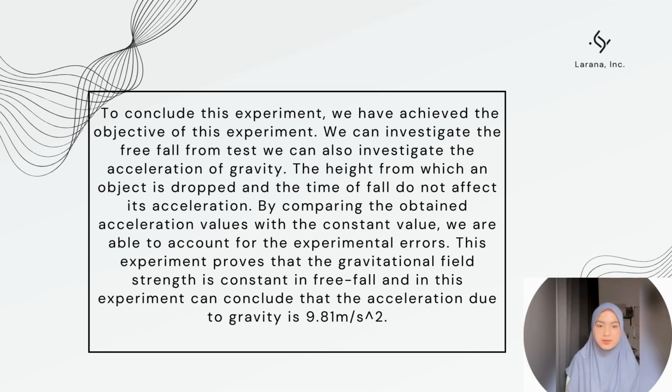By comparing the obtained acceleration value with the constant value, we are able to account for the experimental errors. This experiment proved that the gravitational field strength is constant in free fall, and in this experiment we can conclude the acceleration due to gravity is 9.81 meter per second squared.